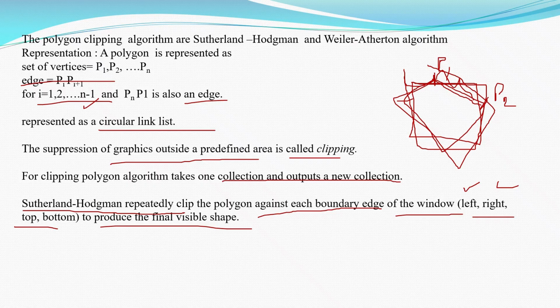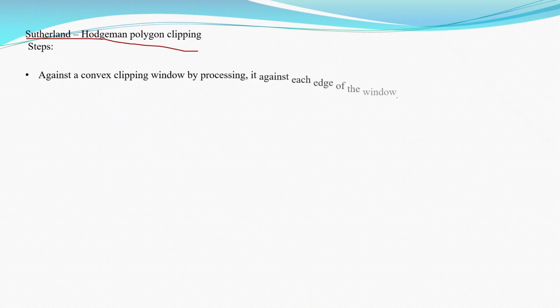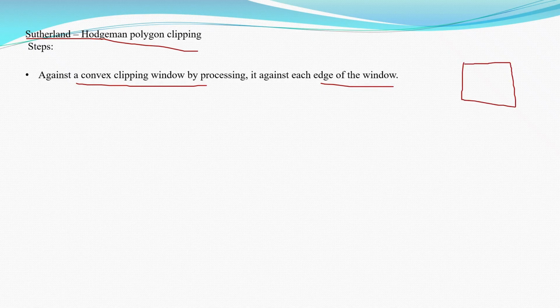The final visible shape depends on how we clip the polygon's edges with respect to the window's left, right, top and bottom. So we take Sutherland-Hodgeman polygon clipping into consideration. The steps: first, we clip against a convex clipping window by processing the polygon against each edge of the window. The given input is the window, and we take the polygon's edges.